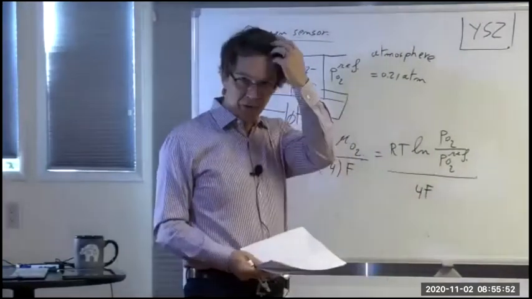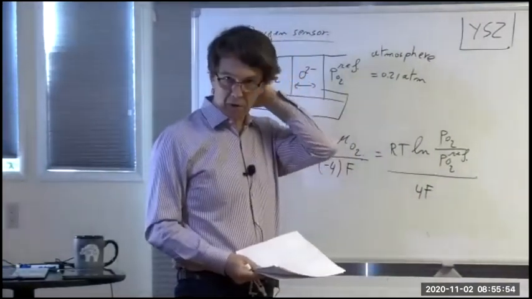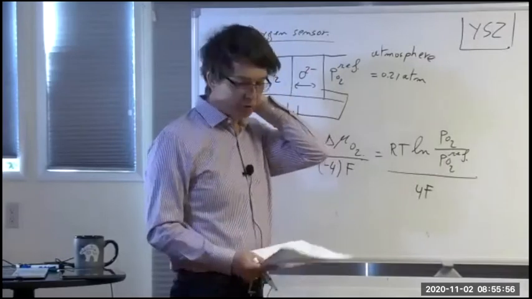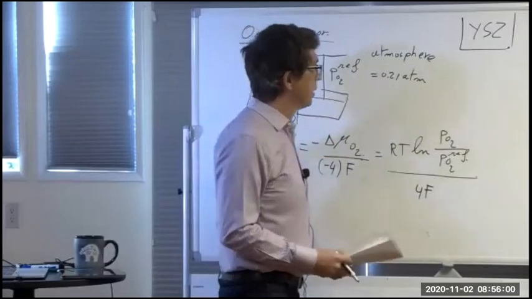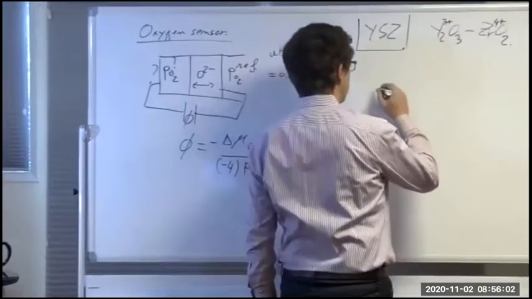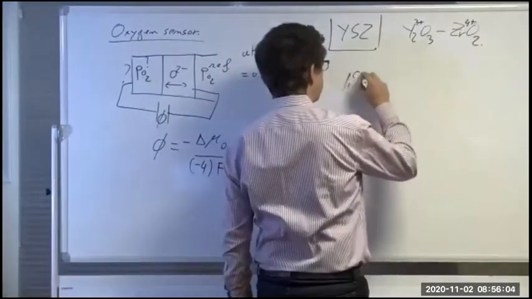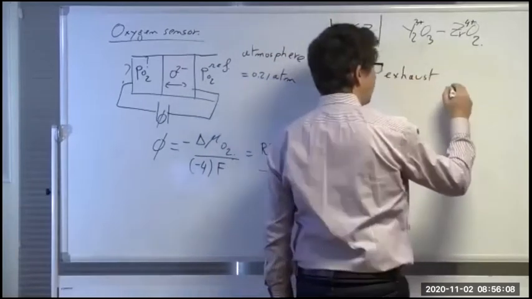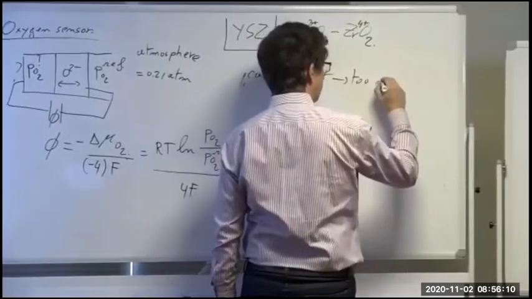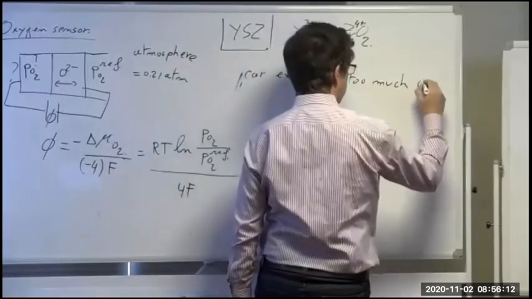So a typical oxygen sensor is made by YSZ, and this is the device that's in every car today to measure the oxygen content in the exhaust. And why is that? Because in a car exhaust, if you have too much O2, what happens?